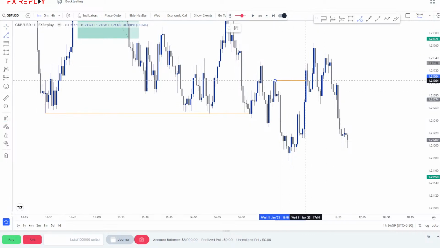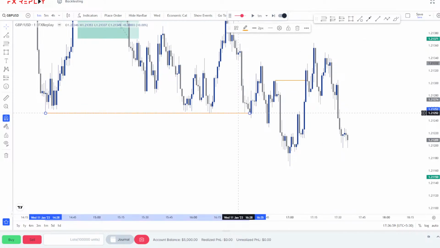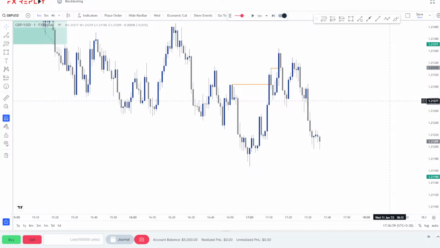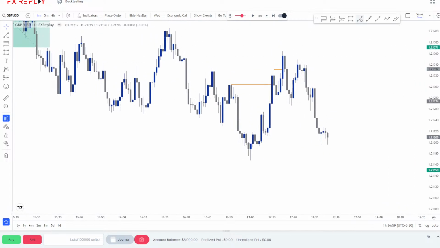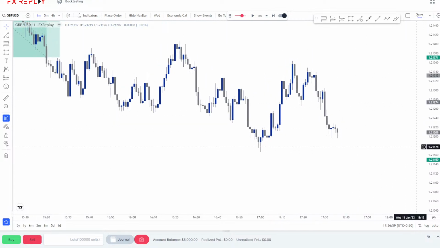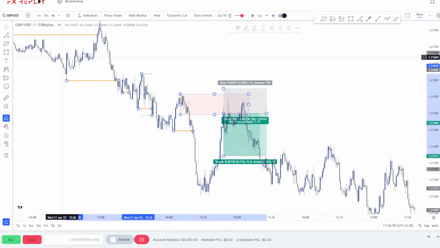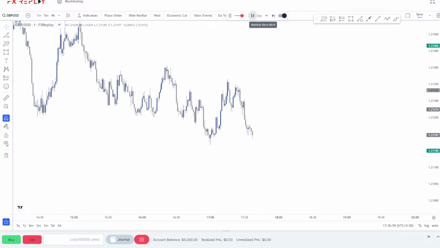Okay, we got this breaker structure here. Check this out. And then again this breaker structure here. This breaker structure here. And then our session ends here. For that particular day, we have a minus 0.5, but it's fine. Just keep taking it. Let's wait for the next day again.